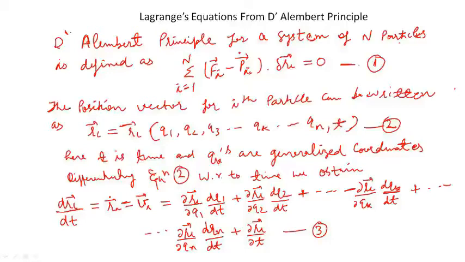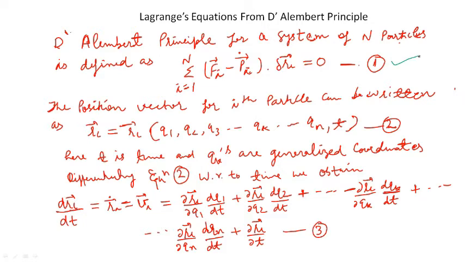Hello everyone, today we will derive the Lagrangian equation from the D'Alembert principle. As you know, D'Alembert principle for a system of n particles is defined as sigma i from 1 to capital N (Fi minus Pi dot) into delta Ri is equal to 0. Let us say it is equation number 1.